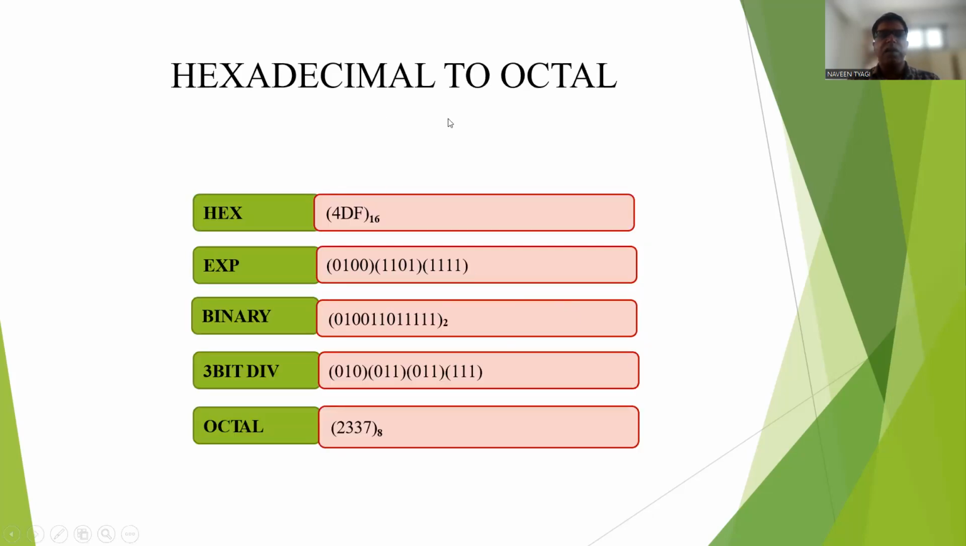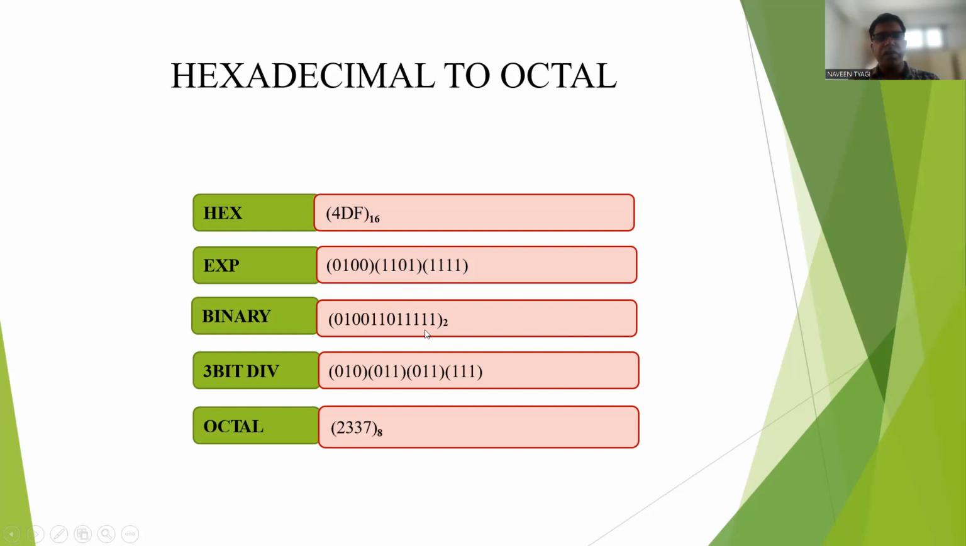Now hexadecimal to octal conversion. Firstly, what do we do? We have a number 4DF16, 4DF which has a base of 16. Now each digit is represented by 4-bit binary. 4 and D are represented by 4-bit binary, and F is represented by 4-bit binary. Now, after doing this, combine all these numbers.